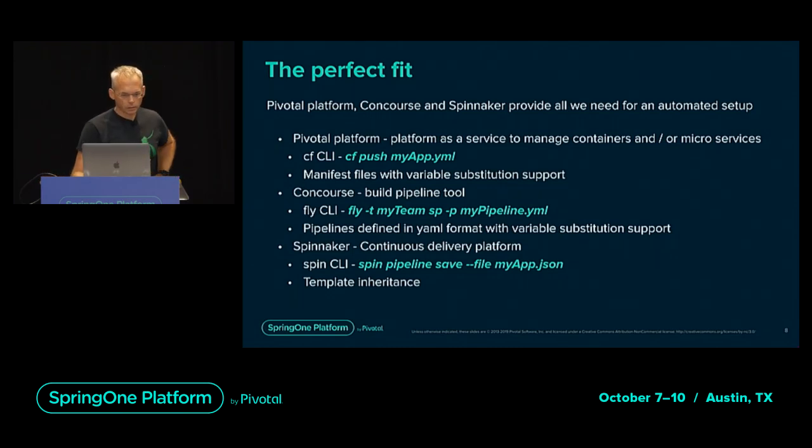Spinnaker as a continuous delivery platform works a little bit differently, I would say. It also provides a command line interface, the spin command line interface. The application or the template, the pipeline, is defined in a JSON format. And I haven't found really a way to just provide variables, but what it provides is a template inheritance mechanism. I will show in a few slides what that means, and where the difference is.